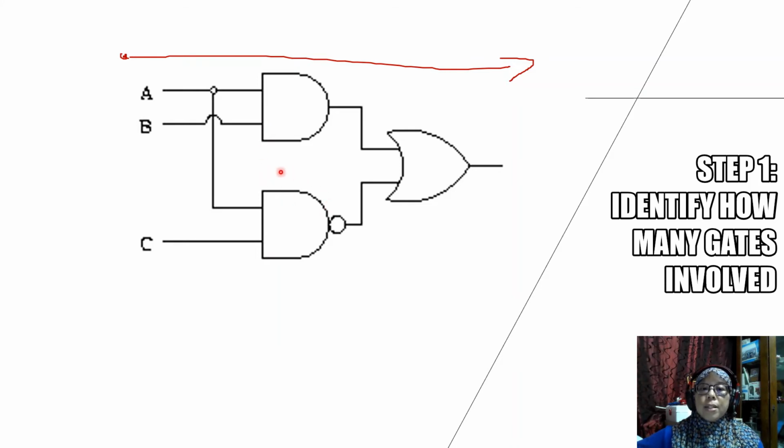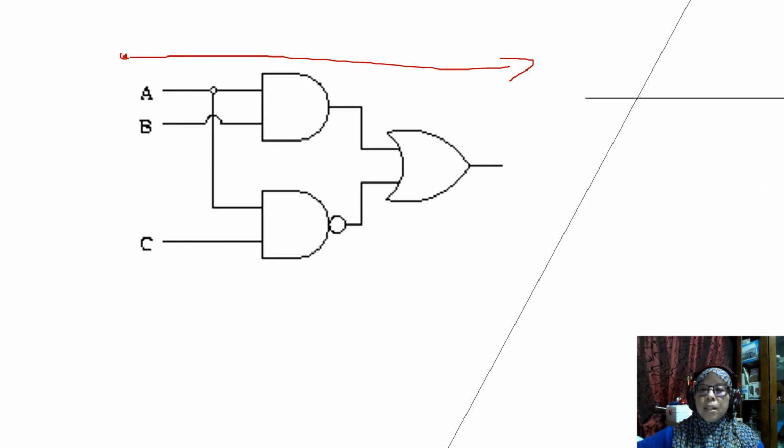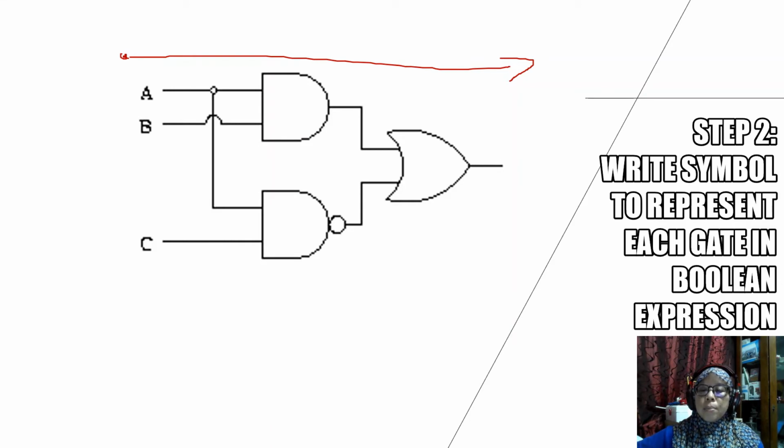This one is NAND gate. Okay, kenapa NAND? Sebab dia AND dan juga NOT gate. So NAND gate. And the third gate involved is OR gate. Okay, dan tuliskan representation of these gates dalam Boolean expression. So untuk AND, kita akan guna dot. Untuk NAND, dia akan ada dot dan juga bar nanti di atas. Okay, untuk OR kita akan gunakan tambah.